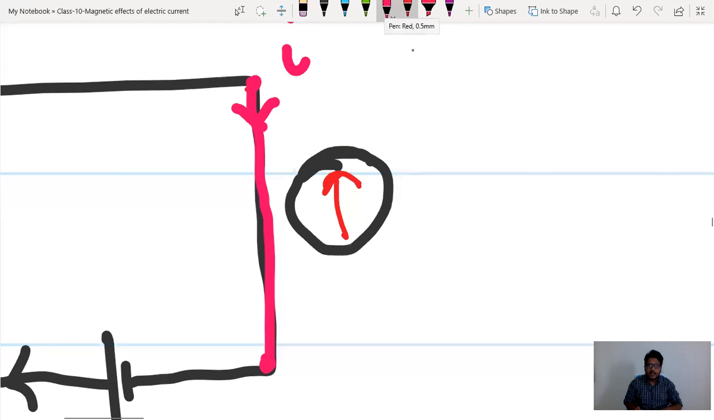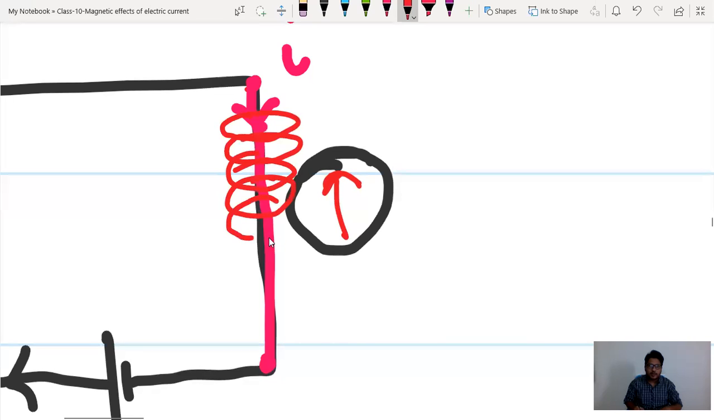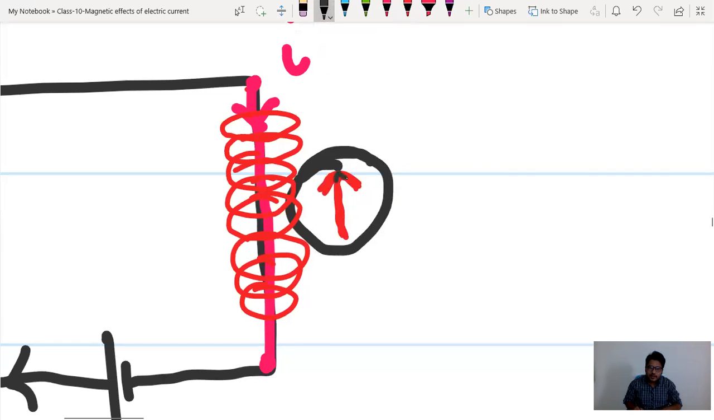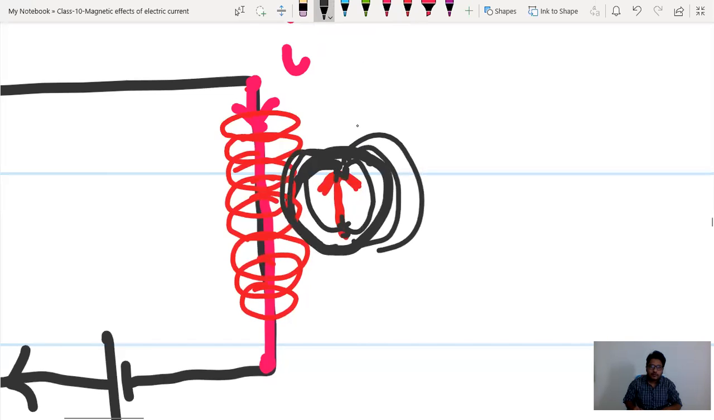This is the conductor where magnetic field is produced. How about magnetic field, which will be in circular shape, isn't it? Circular shape, using right hand thumb rule. Now this red one, this is also a magnet. So when this is magnet, around magnet there will be magnetic field, isn't it? So this is north, this is south. From north to south there will be magnetic field, isn't it?